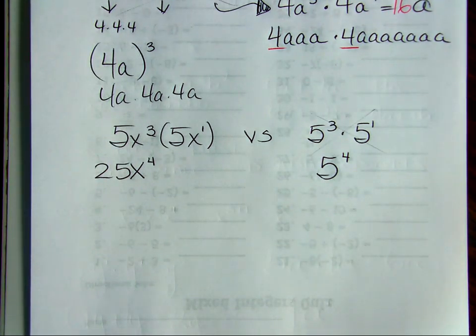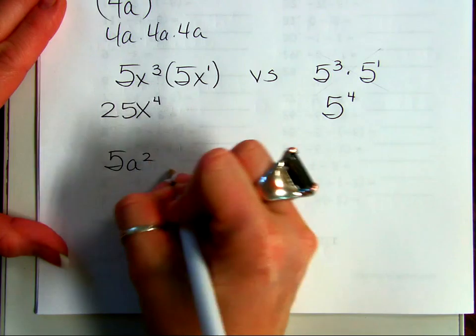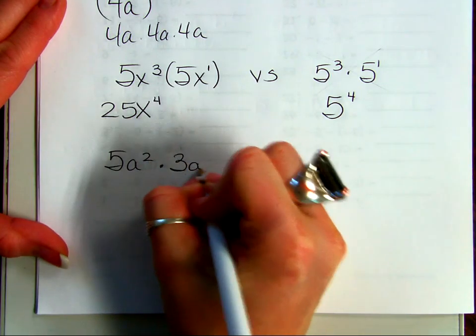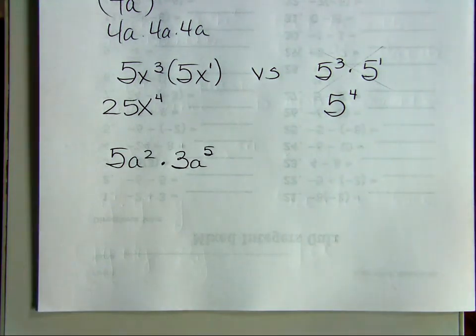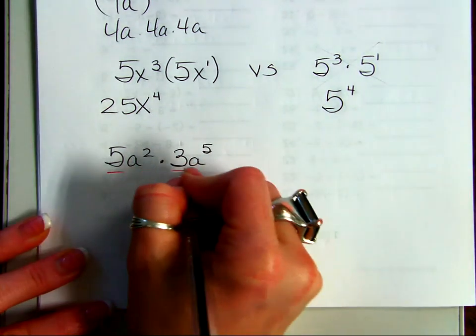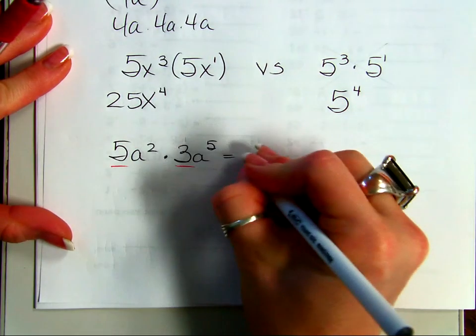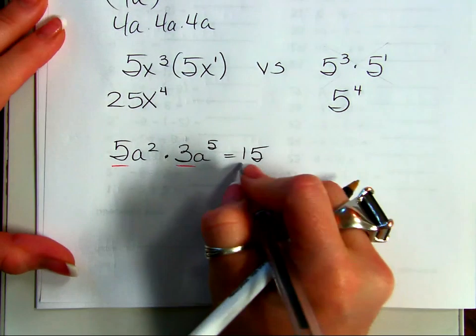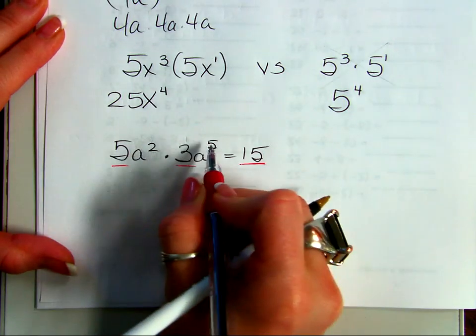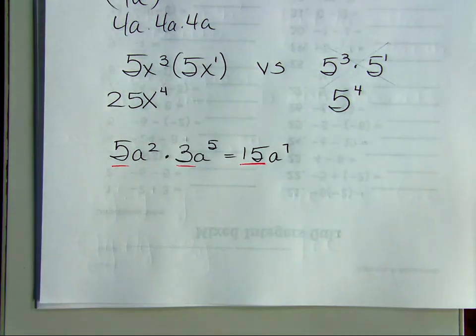Because we need to go a little bit more with this. Okay, so now let's get into this then. What would 5a to the second times 3a to the fifth equal? It's really, really easy. If they're coefficients, multiply them. So 5 times 3 is 15. And then what is 2 plus 5? That's it.